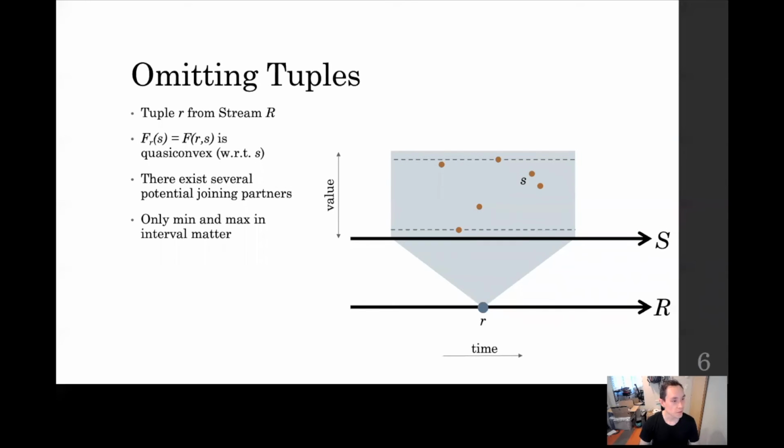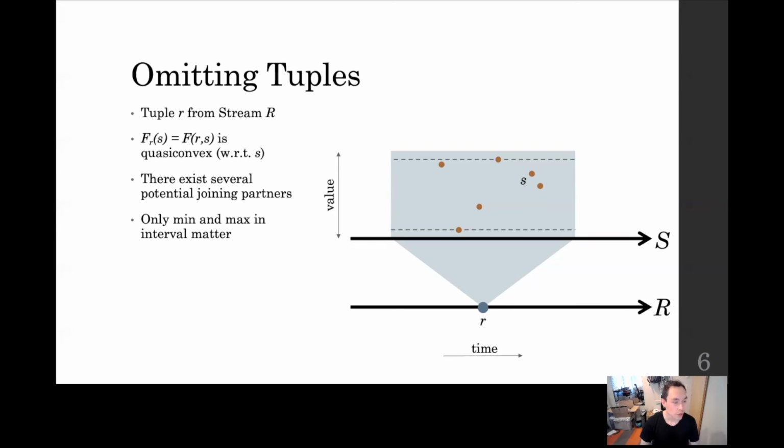Let's take a look at what quasiconvexity will imply in the streaming scenario. In this setup, we only have two streams, S and R. Again, time is measured from left to right. For tuples on the S stream, we depict the value, the actual reading that we fed into the threshold function, on the vertical axis. Now, if we start with a tuple from R, shown in this picture as little r, we know that little r will have a window of valid join partners, which we depict here as the triangle projected from little r onto the stream S. Inside this window, we find 6 valid join partners.